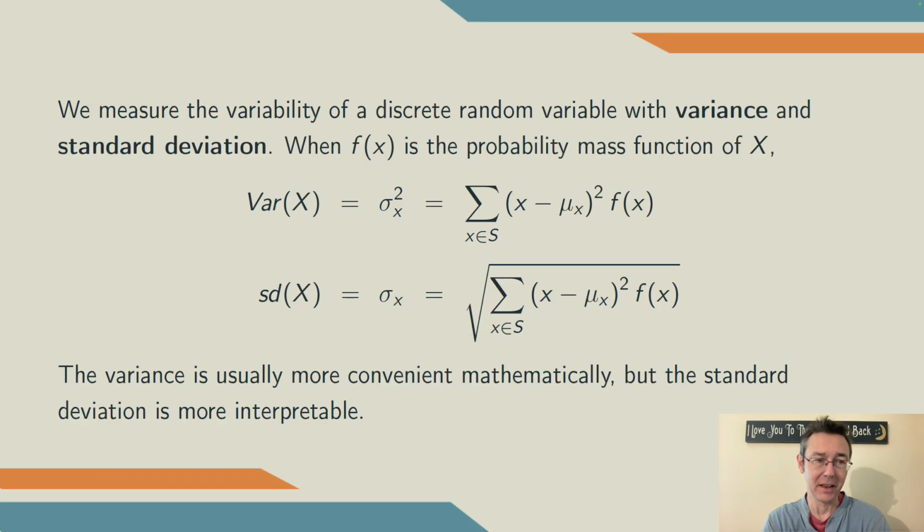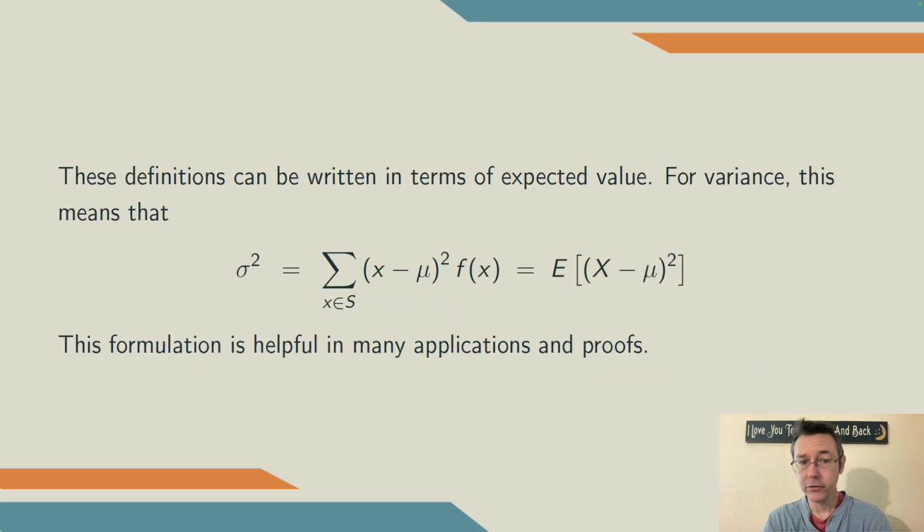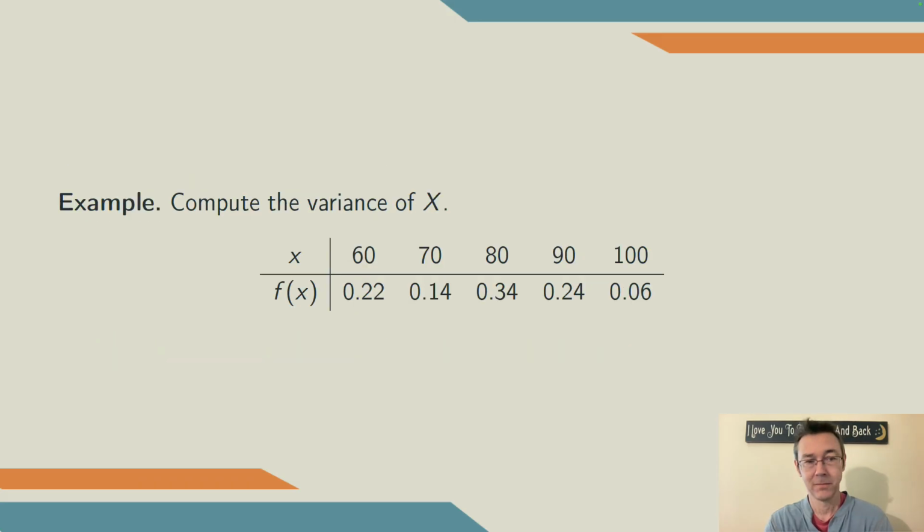Take the square root of that. That's your standard deviation. These definitions are often written in terms of expected value. So for variance, we're talking about the expected value of (x minus mu) quantity squared. Remember, the expected value of a function of a random variable is just the weighted sum of the values that function takes over all the different values the random variable can take. This formula is particularly helpful in proofs and other applications because we have a lot of properties of the expected value that we can leverage when we use this formulation.